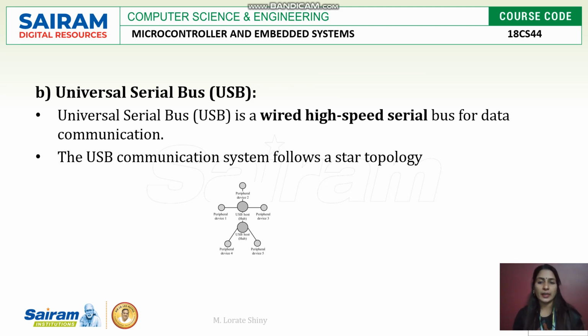The next one is the Universal Serial Bus, USB. It's a wired high-speed serial bus for data communication. The USB communication system follows the star topology, where the USB hub is at the center and USB peripherals are connected to the USB hub.